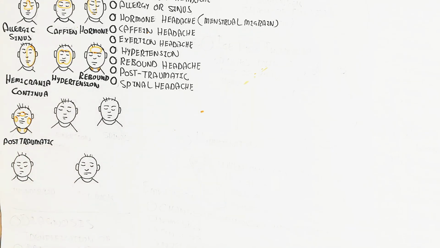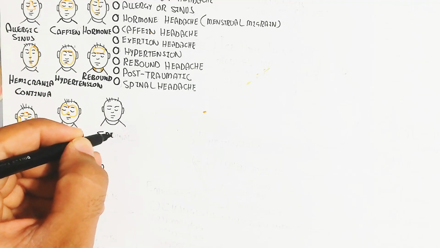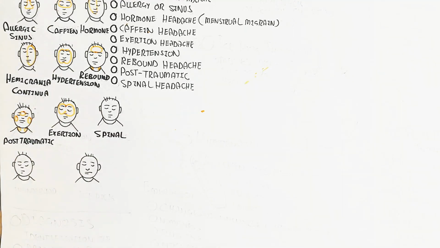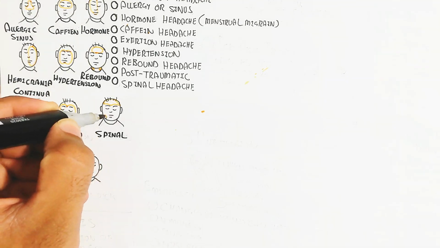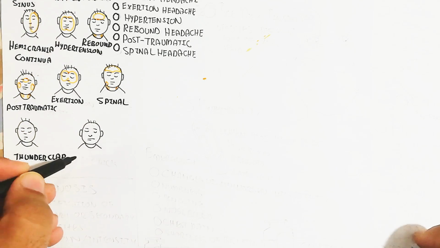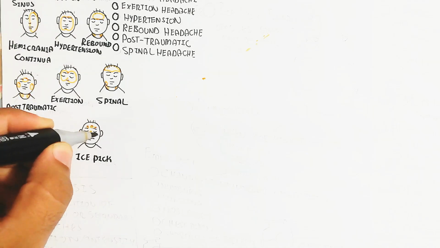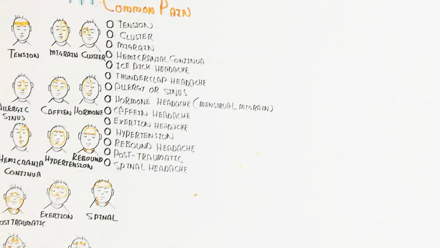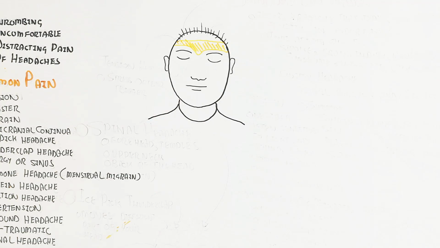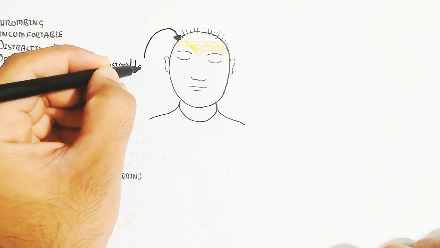and the post-traumatic involves the periphery of the mouth, the center of the forehead and the neck, while the exertion is like hypertension, and the spinal involves the neck region as well as the upper forehead and scalp of the head. On the other hand, the thunderclap and ice pick can transmit the pain. It is unable to identify where the pain is, because pain can transmit.